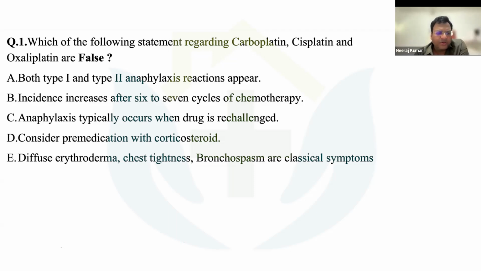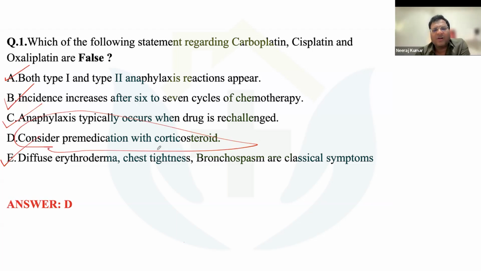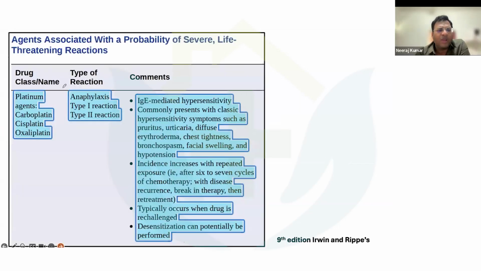Okay. So you see why this option is not right. All these statements are true. First statement true, second is also true, third is also true, and this is also true. This statement is not true for the carboplatin, cisplatin or oxaliplatin groups. Now see why. These are the agents associated with a probability of severe life-threatening reactions.